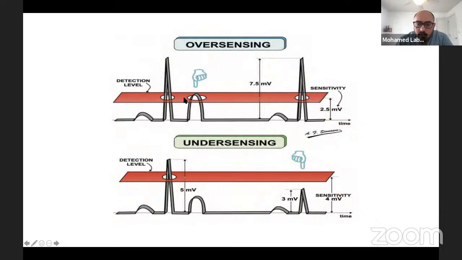Sensing is an important concept because you can oversense. Basically, you tell the device, okay, I want you to sense any activity in, say, for example, the RV that's above 2.5. And you can run into issues of oversensing, like this example. Now, instead of sensing an R wave, which the RV lead should sense, you're sensing T wave. If you do the opposite and you increase the sensitivity and you overdo it, now instead of oversensing T wave, you're not sensing R wave. So sensing is an important concept of pacemakers. You don't want to undersense or oversense.